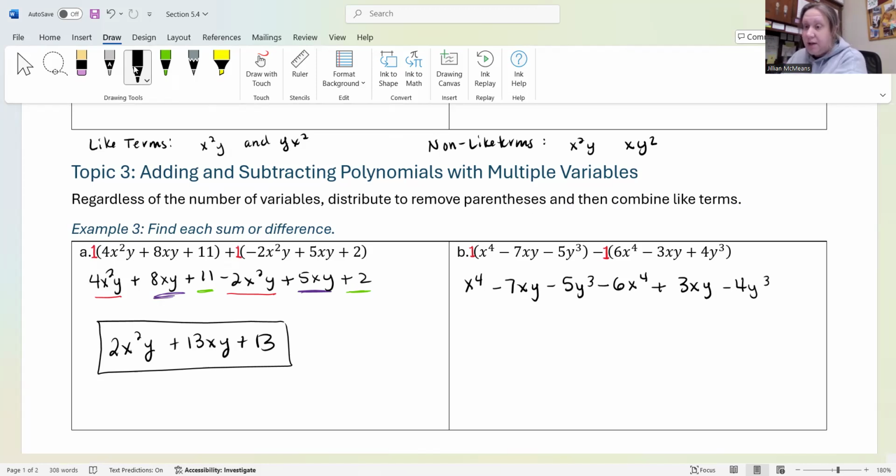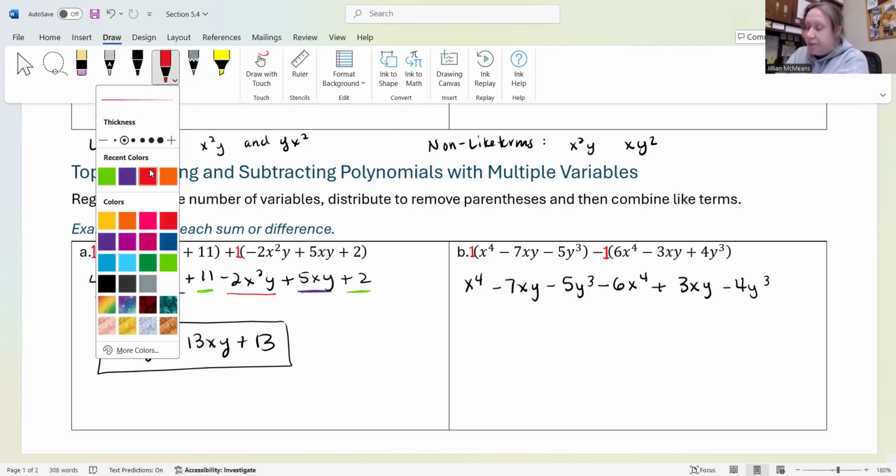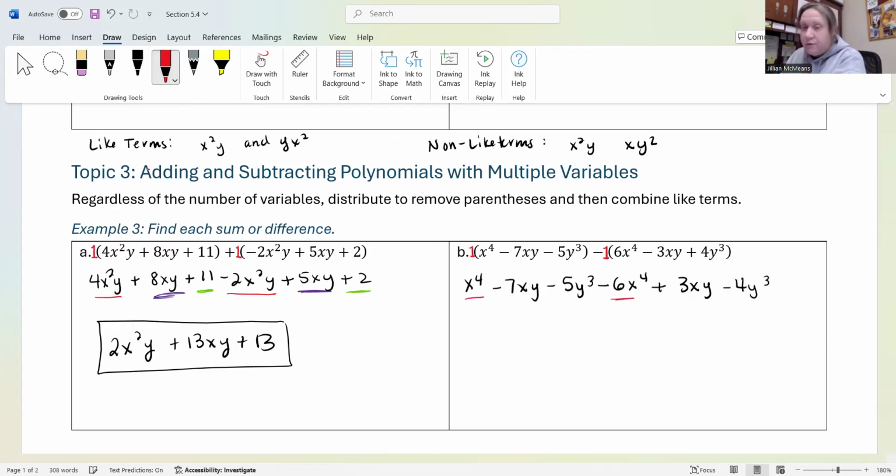So let's look and see what types of terms we have. So x to the fourth, I have two different x to the fourth terms. So we'll do those first.